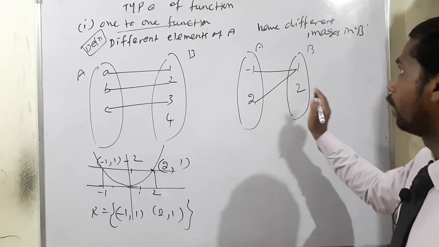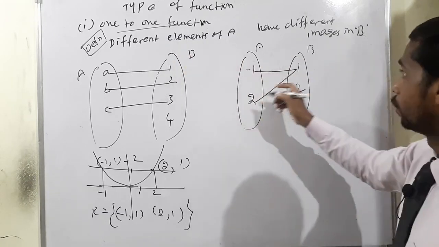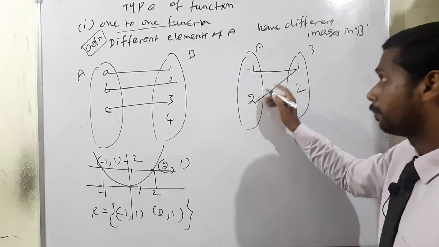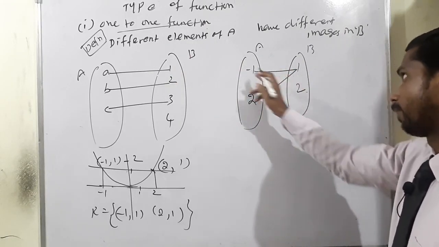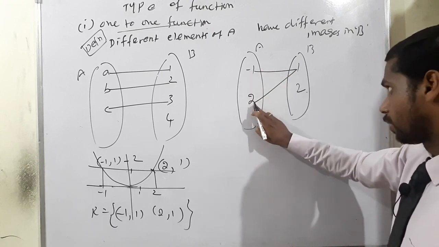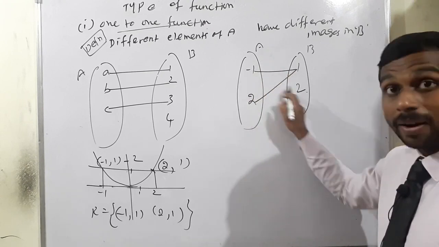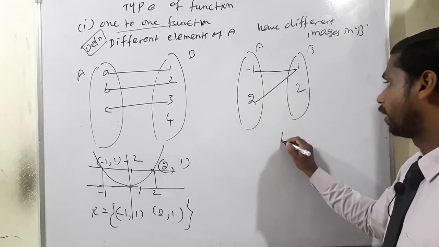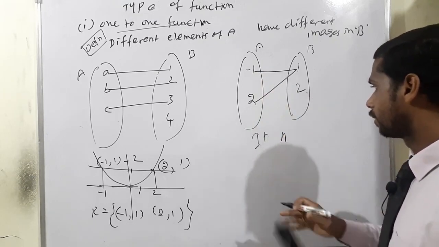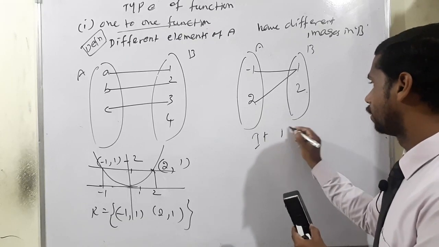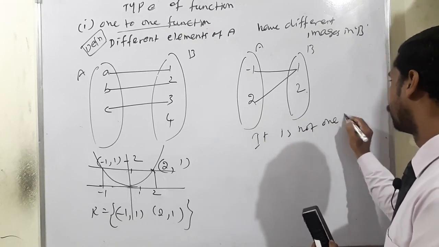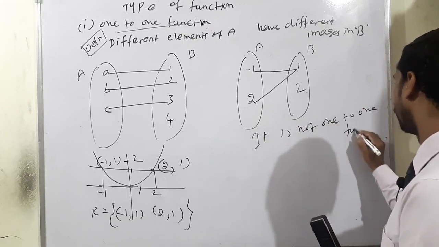Why? What is the meaning of 1 to 1? Different elements. So here different elements are there, but we are not getting different images. -1 is not equating true, as well as 2 is also not equating true. So different elements, we are not getting different images. That's why it is not a 1 to 1 function.